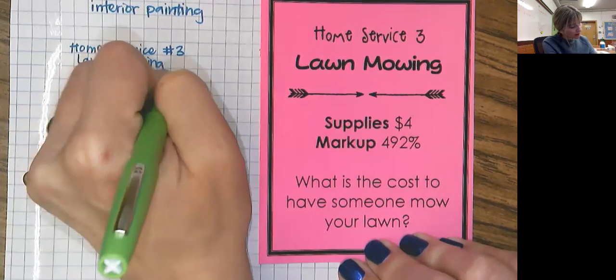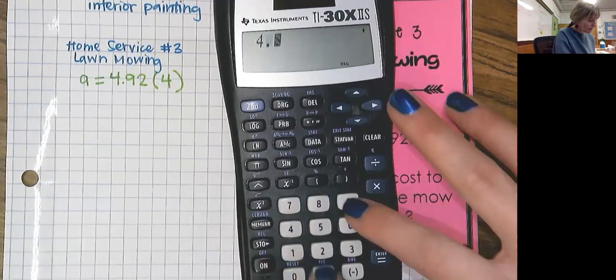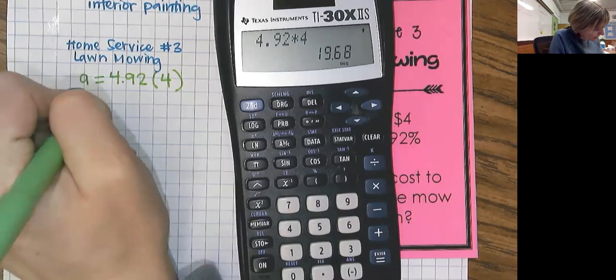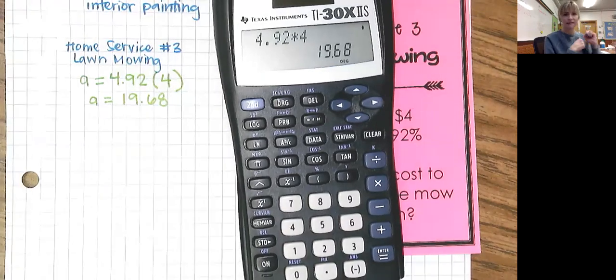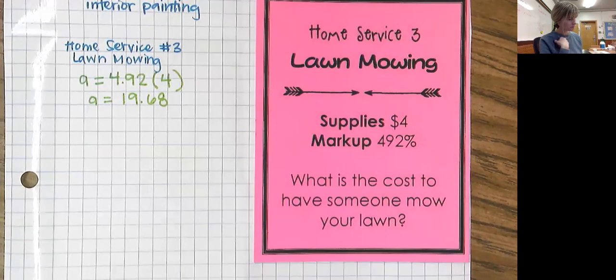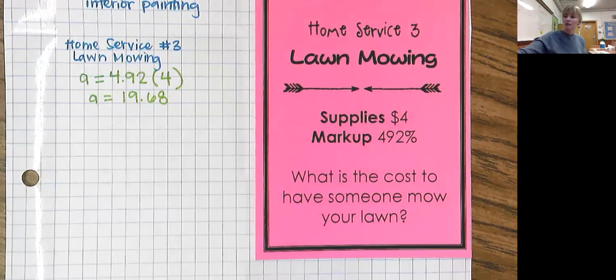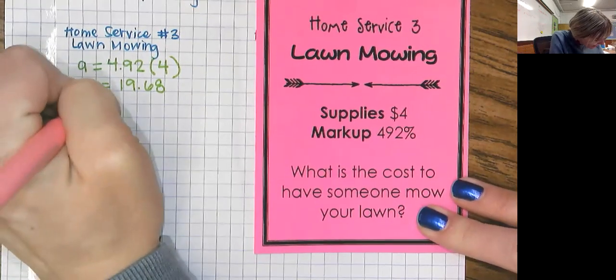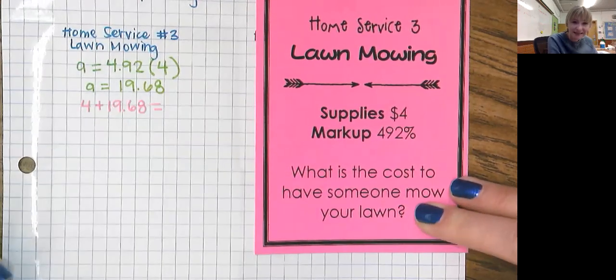And what do I times it by? The original amount, which would be my cost if I just mow the lawn myself. All right, so this one, I just get to type in 4.92 times 4. And the A, or the part, is $19.68. What does that mean? Is that how much you're going to pay someone? No, that's the markup, right? So if that's the markup amount, then I need to add that to the original and find out how much it's going to cost if I pay someone to do it.